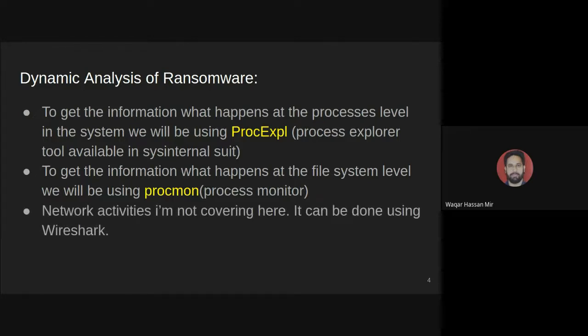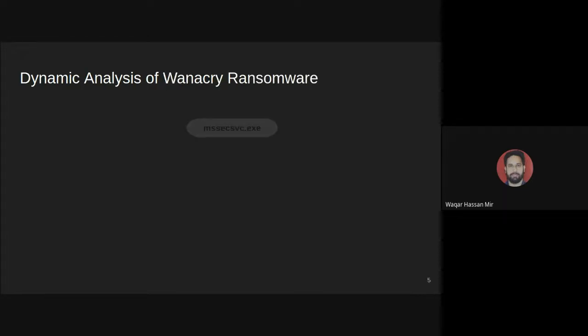If we want to check the different network activities happening on the system during the execution of the ransomware, we can see that also using a tool called Wireshark. I'm skipping Wireshark in this session and not giving a demo of it. But for the first two, checking which processes are created on execution of the ransomware, and what changes are happening at the file system level using Procmon, these two things I'll be covering.